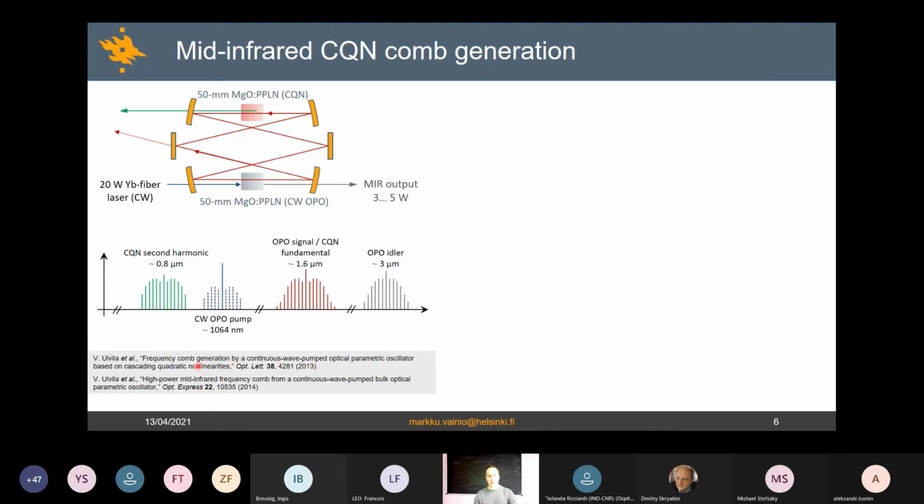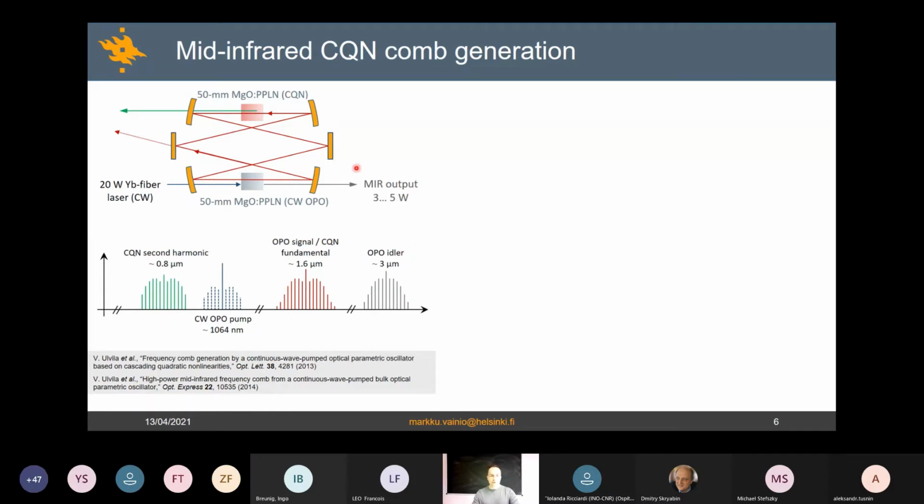You can find experimental details in these papers. Because it's a free-space bulk system, we need quite a lot of power to start this OPO process, typically 3 to 10 watts, depending on the configuration. But for the same reason, we also have very high output power in the mid-infrared, up to 5 watts.